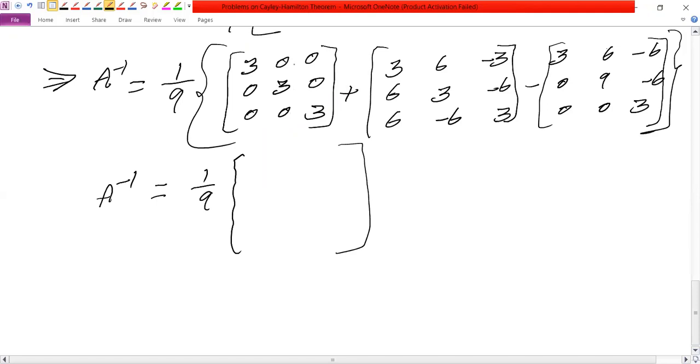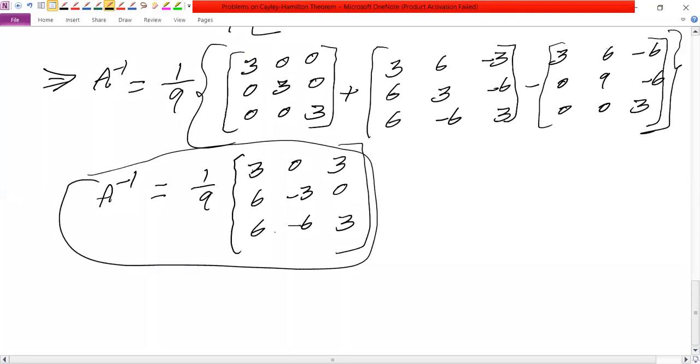But okay, because of the first problem. So 3 plus 3 minus 3 is 3. 0 plus 6 minus 6 is 0. Next, here also we'll get 3. 0 minus 3 plus 6 is 3. 0 plus 6, so simply 6. Next, 3 plus 3 is 6, 6 minus 9 is minus 3. Next, 0 minus 6 plus 6 is 0. Next, 0 plus 6 is 6, 6 minus 0 is 6. Third row, second column element, 0 minus 6, simply minus 6. Next, 3 plus 3 is 6, 6 minus 3 is 3. So this is A inverse. You check using your calculators, you will get the same A inverse.